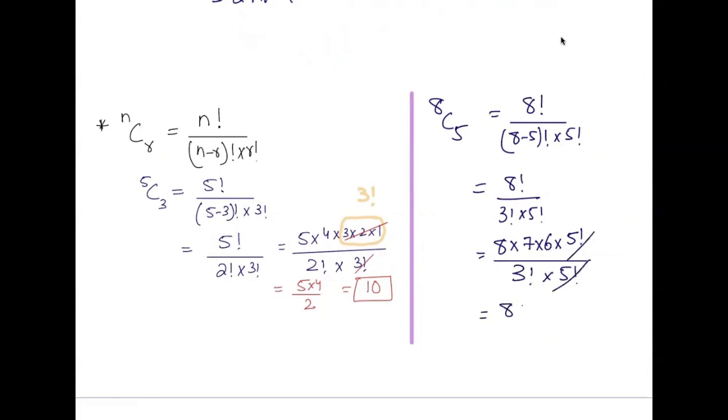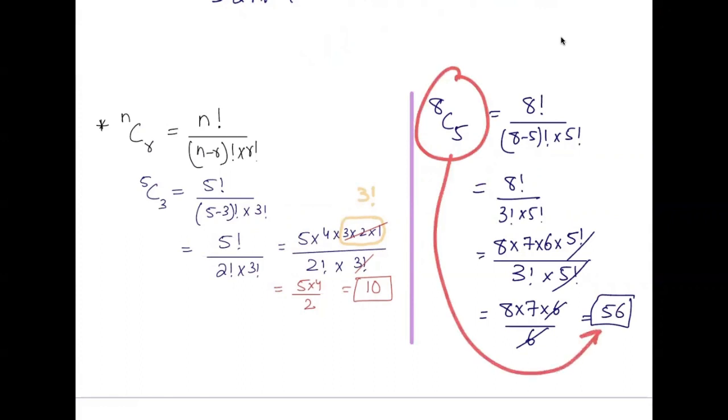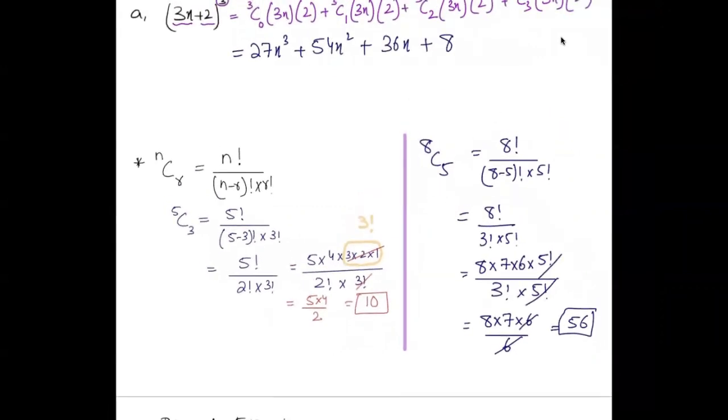So the answer is simply going to be 8 times 7 times 6 divided by 3 factorial. What is 3 factorial? It is 6. So if you cancel this out, 8 times 7 is 56. So now take out your calculator and evaluate 8C5. What do you get in your calculator? 56. Are you getting 56? Yes, sir. Okay, perfect. All right.